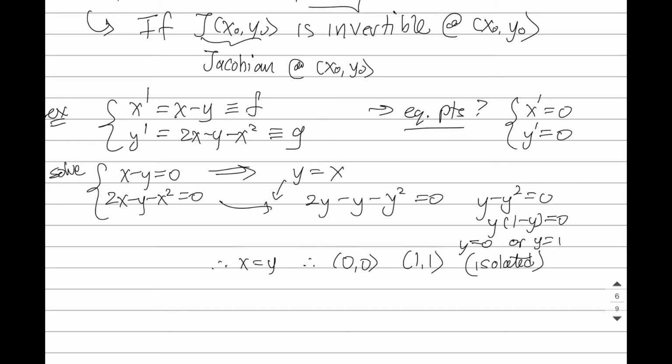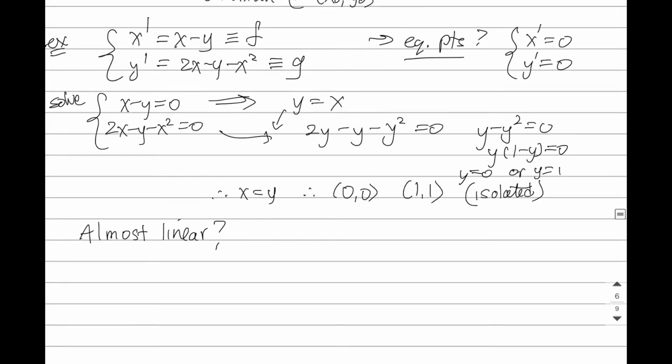So now, what we need to do is determine if these are almost linear. So we need to check the Jacobian at each one of these points. Now remember, the Jacobian at a point is given by this derivative, this matrix of partial derivatives at each one of these points.